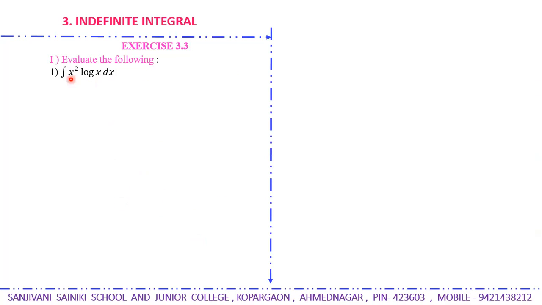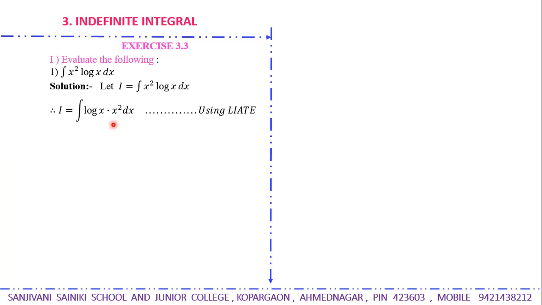Evaluate the following: integral of x square into log of x dx. Let I be equal to x square into log of x. Whenever we are going to use by parts, we must think of the LIATE rule. L stands for logarithmic, I stands for inverse trigonometric, A stands for algebraic, T stands for trigonometric, and E for exponential. So the first function must be logarithmic. So log x is the first function, and the second function is x square.